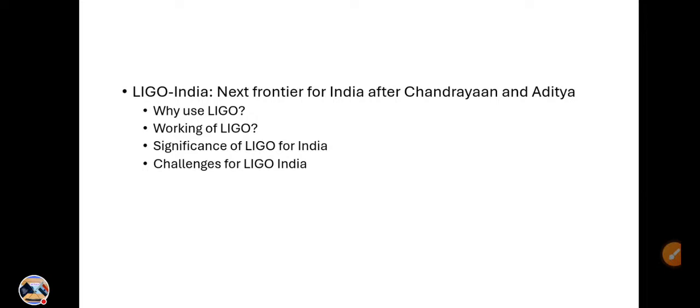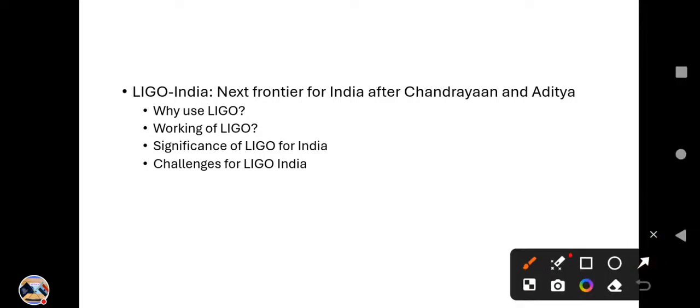It is said to become a prominent astronomical observatory in the world, not just in India. And we can simply define what gravitational waves are, which was asked in a previous prelims examination. Gravitational waves are very important from both prelims and mains perspectives.